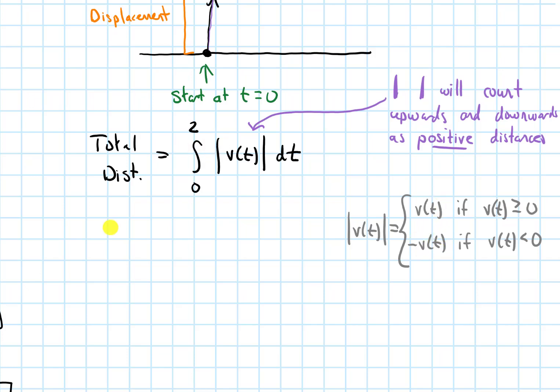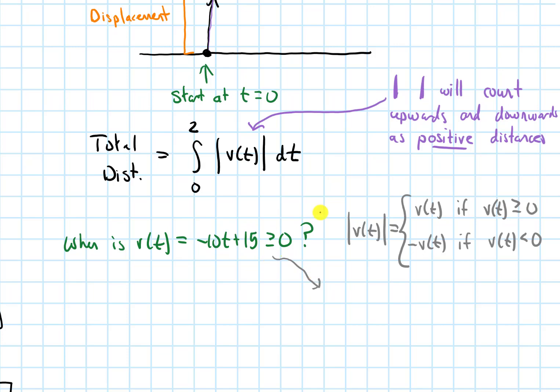So the question I've got to ask is, when is our velocity, which was negative 10t plus 15, going to be greater than or equal to 0? Because when it is greater than or equal to 0, I can just drop the absolute value bars and write my velocity. But when it's less than 0, I'll need to put a negative in front of the whole thing to make it non-negative. So I need to solve this inequality, and we know how to solve these.